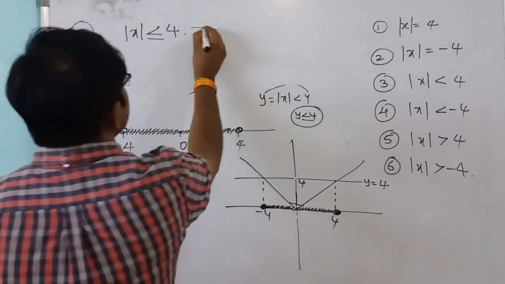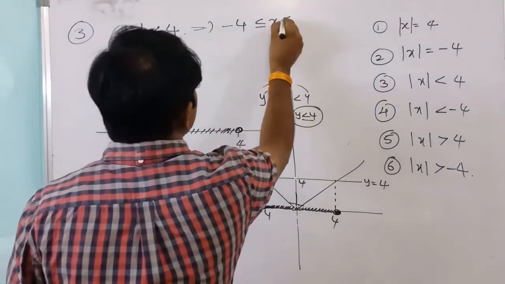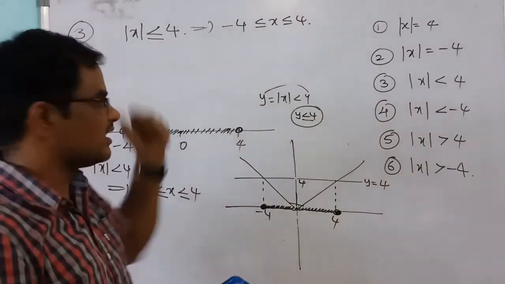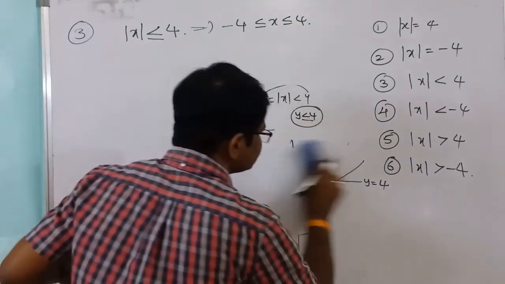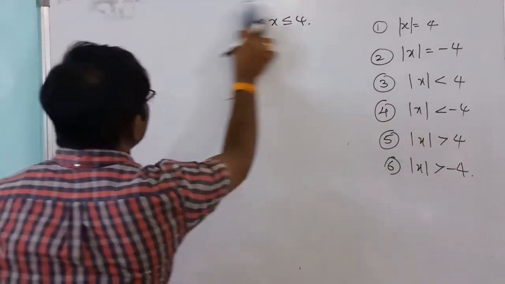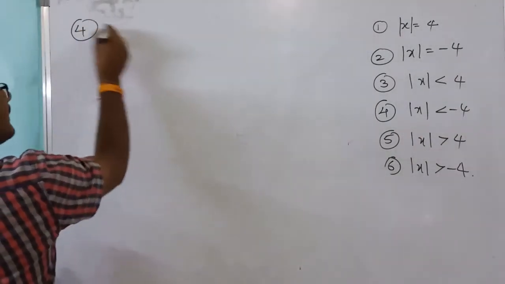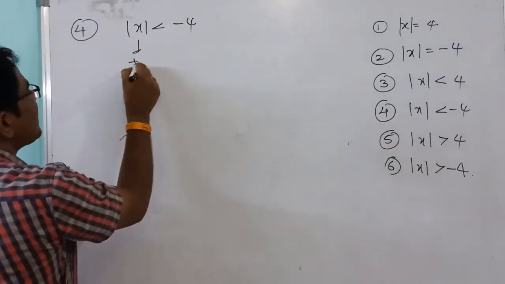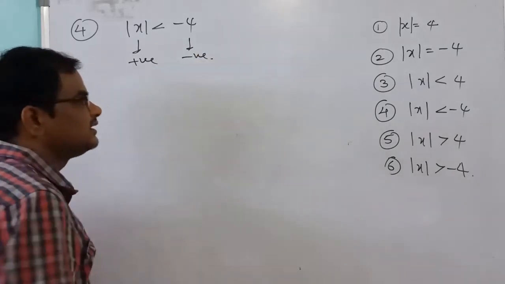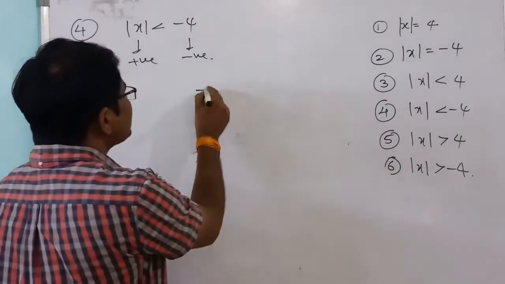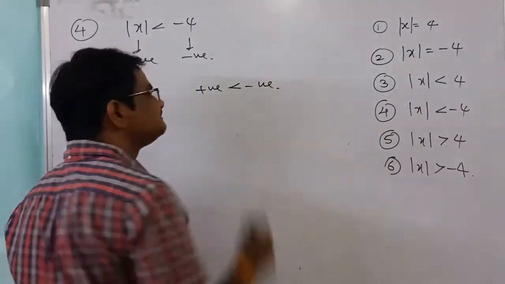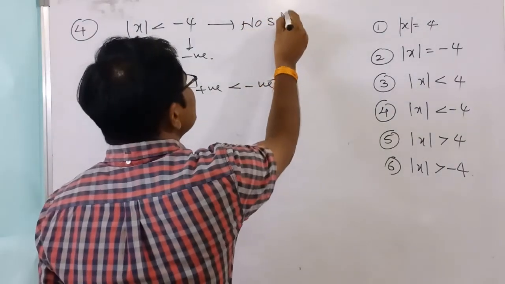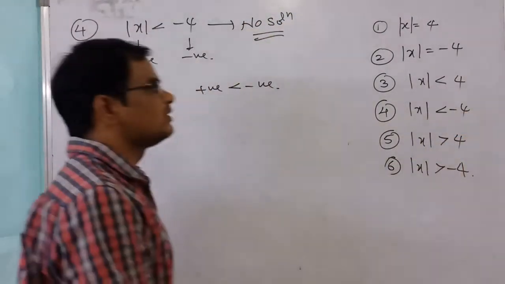Next, this can be written as what? -4 less than or equal to x less than or equal to 4. Means x is located at the distance of 4 units from the origin. Next, the fourth one, if you take mod x less than -4, once you see it is a positive value, it is what? Negative value. Positive value is less than negative value? Never. So that's why here also no solution. For this one also there is no solution.